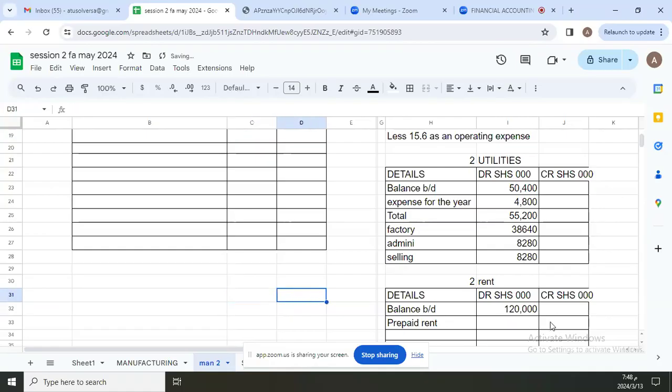So if we want to get our prepaid rent, what do we get? 120,000 multiplied by 3 divided by 15. I'm getting 24,000. Am I clear there?